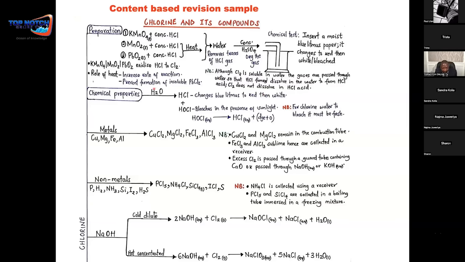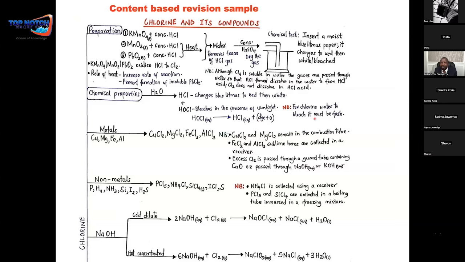So we have water. How does chlorine react with water? When we say chemical property, we start with water. It gives you chlorine water, which is a mixture of HCl and chloric(I) acid. This changes blue litmus to red, then to white, because it's acidic. Then the HOCl is the one that brings about the bleaching action. It's shown there. The HOCl will change to become HCl aqueous plus dye plus oxygen. So the dye plus oxygen, now it is bleached.